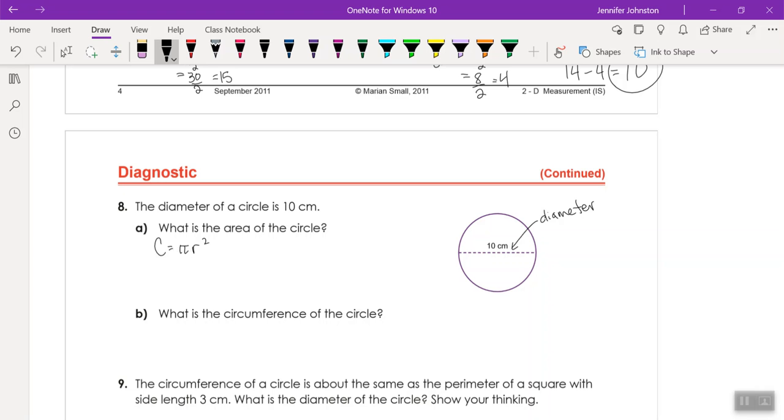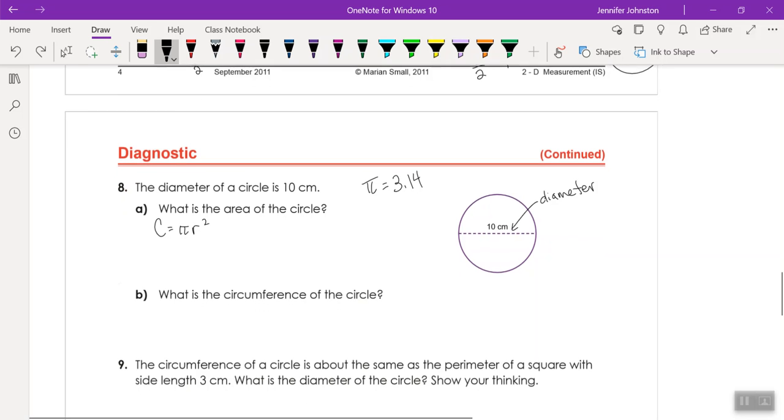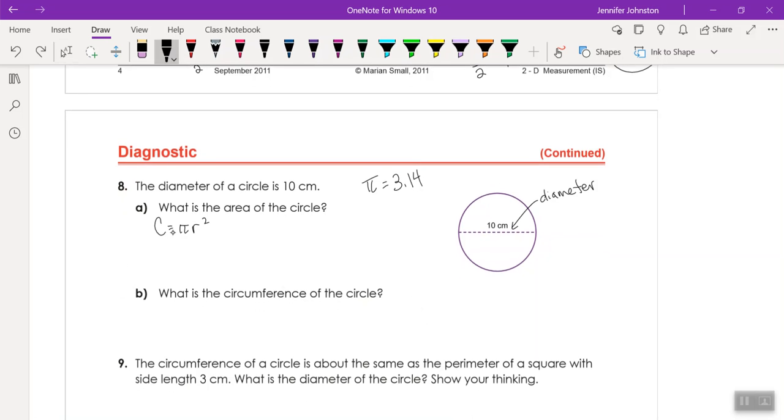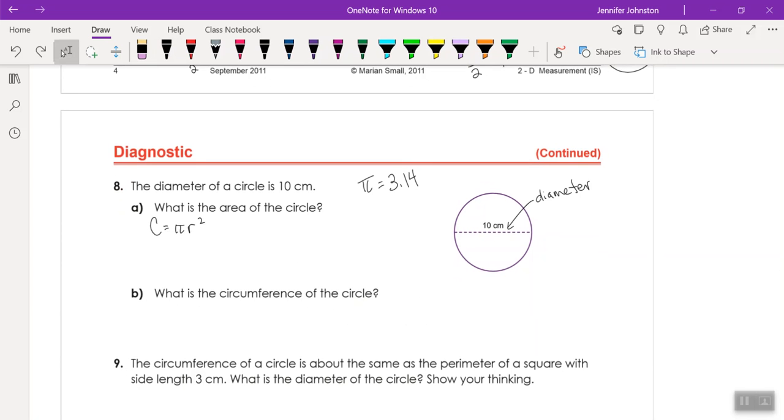Do you remember what pi stands for? Is 3.14, right? So we have to remember that. 3.14, that's pi. Okay, and here within our formula, we have pi times radius squared. And right now we have the diameter. How do you find the radius? Yeah, it's half the diameter.